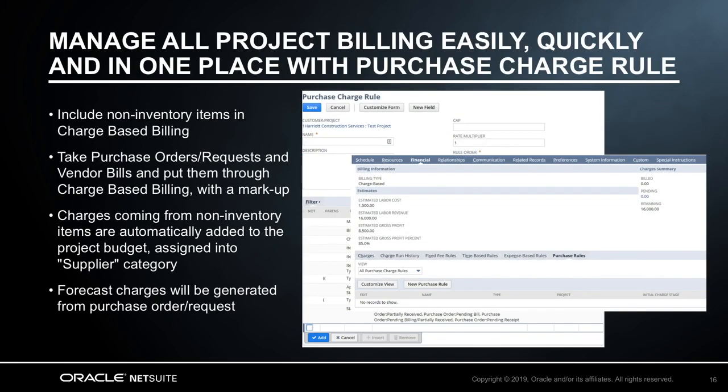Service organizations are diversifying and adopting much more of a hybrid business model these days. This means that the project manager needs to manage not just resource time and expenses, but also supplier costs through purchase orders and vendor bills. We support the hybrid model with enhancements to charge-based billing by adding a new purchase charge rule, which will help our customers process all project-related billing in a single place. Customers with NetSuite project management and purchasing will benefit greatly, as this feature will enable them to manage billing for all aspects of the project easily, quickly, and in one place.